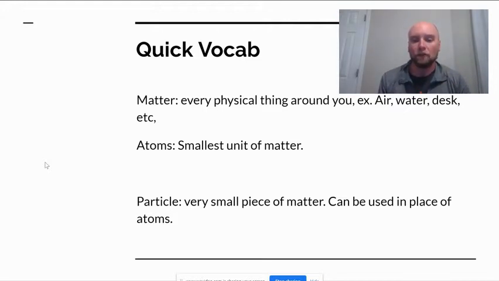And then particles is just a word that means a very small piece of matter. We're probably going to be using this a lot in place of atoms. So you'll hear atoms and particles used, and they pretty much mean the same thing for this unit. So go ahead and get those written down, and then we're going to move on to the next part of the notes. So press pause, write them down, and unpause when you're ready to go.